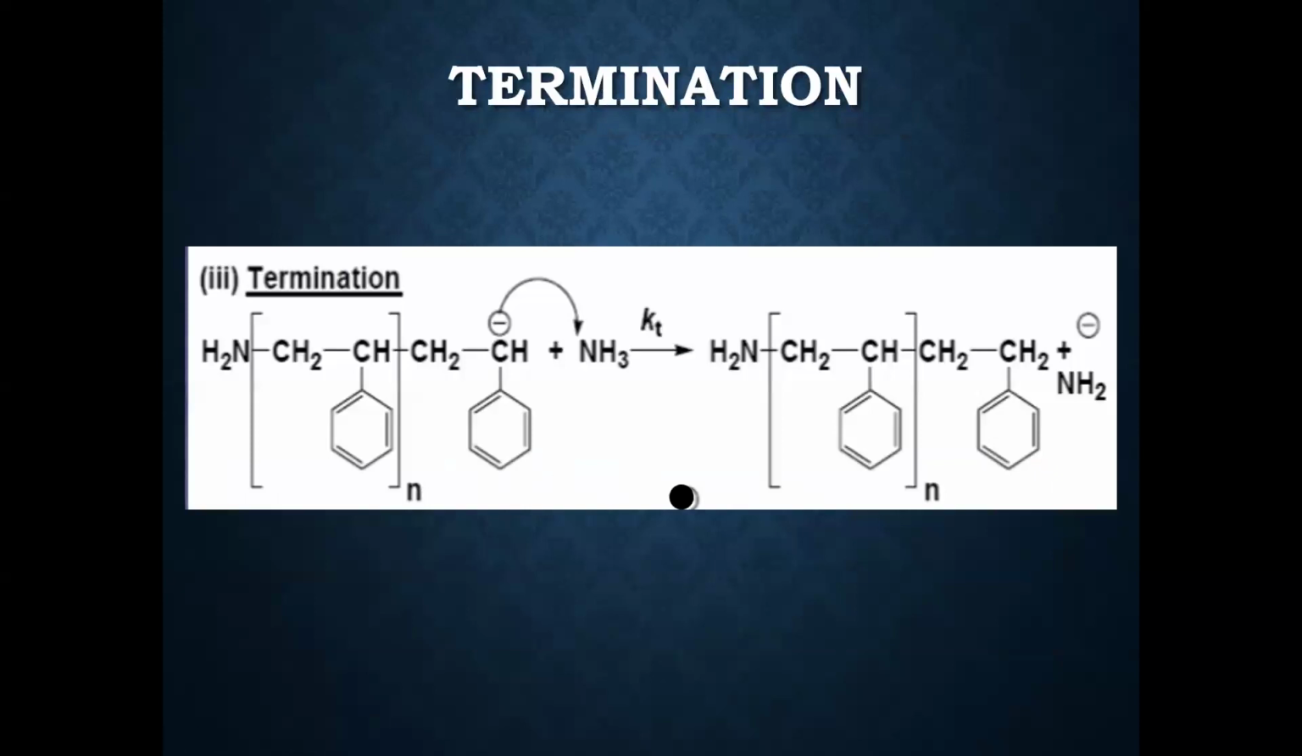Termination is the final step. This is the step where we say stop here, and we need this polymer to be terminated. We don't need the chain to increase any more, so we need to terminate the reaction, to stop the reaction.